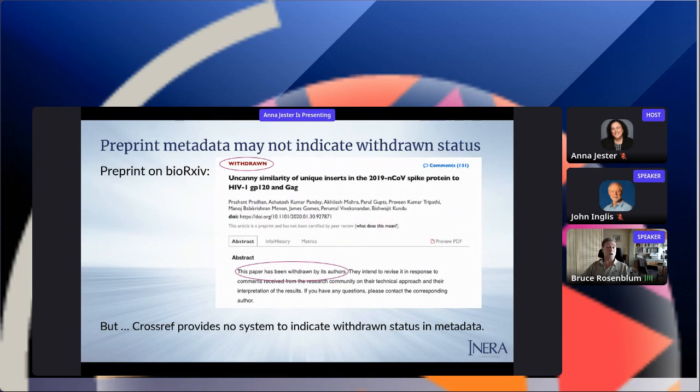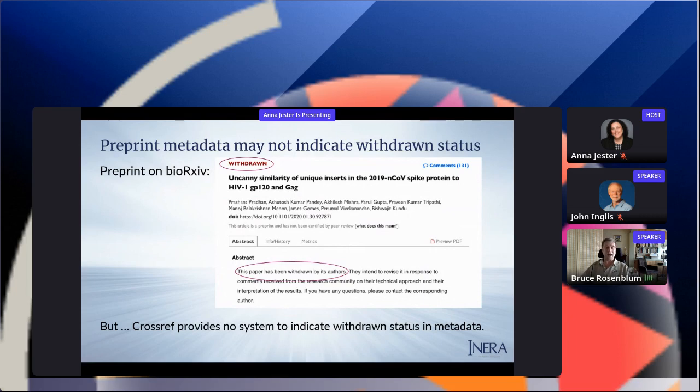John mentioned that a small number of preprints are withdrawn, and it's great that that happens, especially because of community feedback. I mean, it's not great that preprints need to be withdrawn, but it's great that the process is working, that feedback is being collected, and authors sometimes step back and say, you know what, I need to withdraw this preprint.